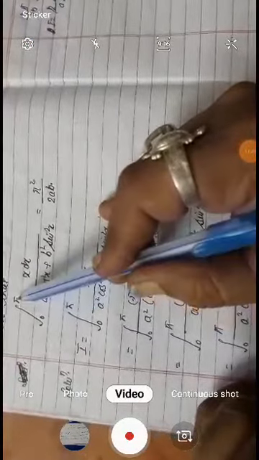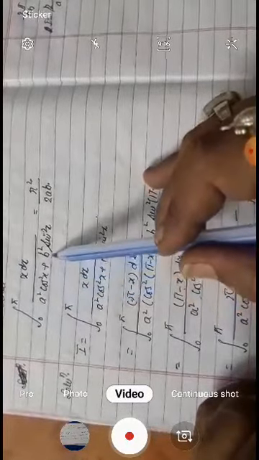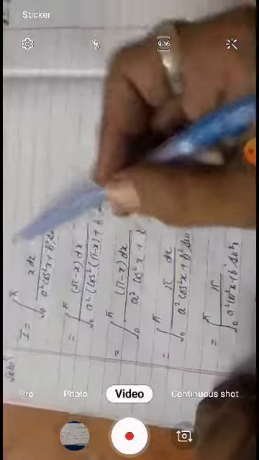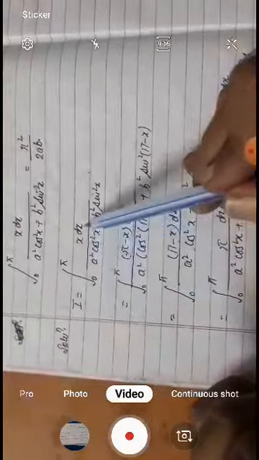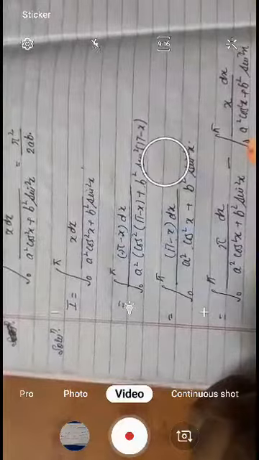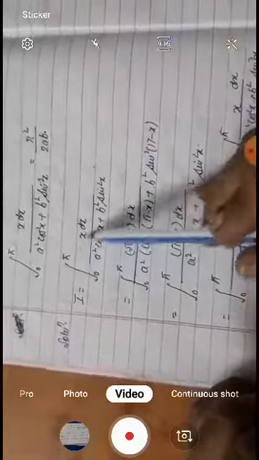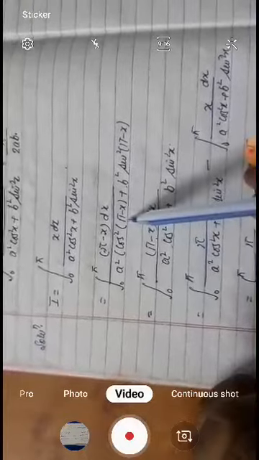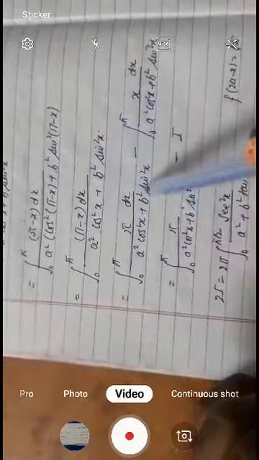Now the next question is integrate 0 to pi, यानी प्रूफ करना है x dx upon a square cos square x plus b square sin square x is equal to pi square upon 2ab. Then we have I equal to this x dx upon a square cos square x plus b square sin square x, and putting the value pi minus x, giving this equation, we get this value.